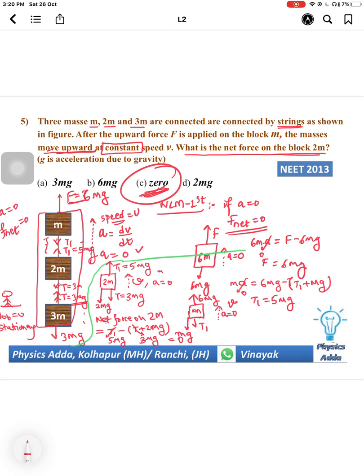So again I am telling you, you can solve some problems by just reading the statement of the problem carefully. Once they have said that there is a constant speed, it means that as per Newton's first law of motion, the net force will be 0.